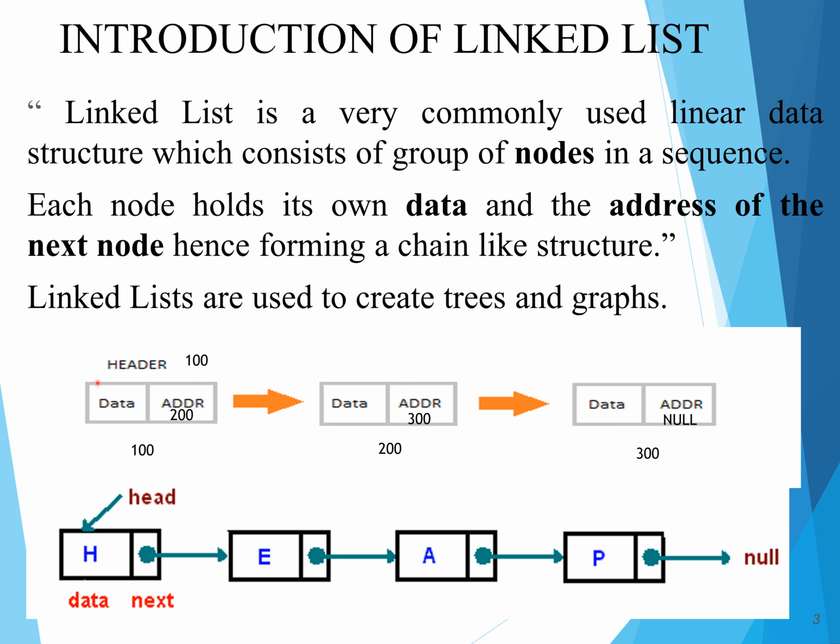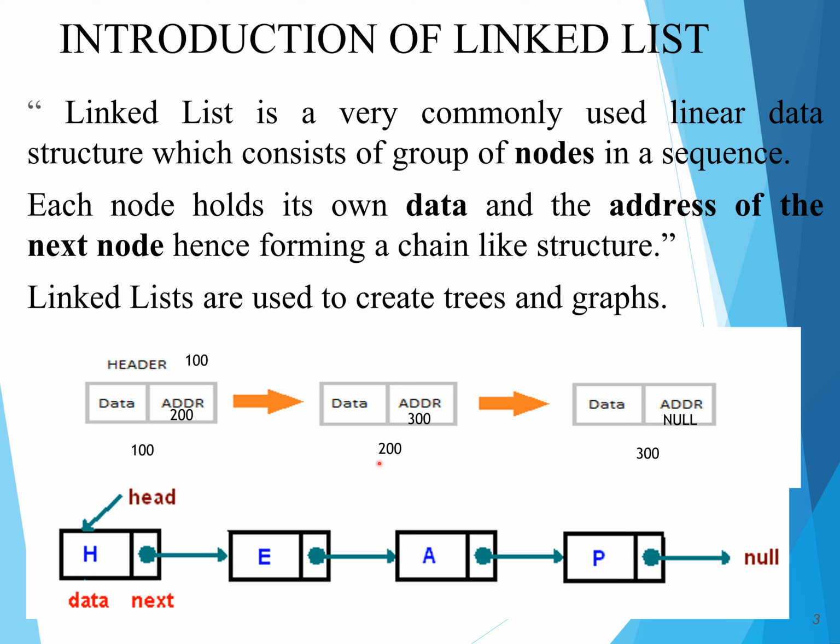Suppose this is a node structure. The first one is your data field and the second one is your address field. Header always stores the address of your first node. What is the address of the first node? Suppose 100 is the address of the first node, that is stored in the header. After creation of your first node, it is linked with your second node. So in the first node's address field, we store the address of the next node.